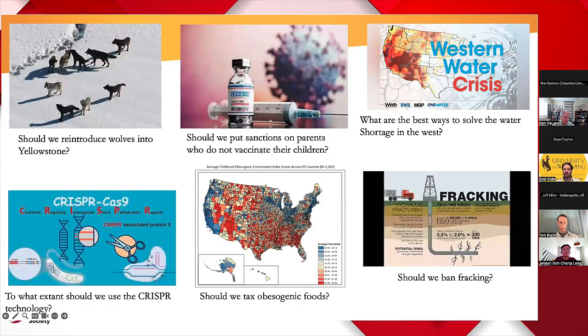Here are some examples of socio-scientific issues and how you present those to students in the classroom. This is a very controversial issue from where I live: the reintroduction of wolves into Yellowstone. If you don't know, 30 years ago wolves were reintroduced to Yellowstone after being completely extinct from the area since the beginning of the 20th century. And some people in Wyoming are not very happy about that.